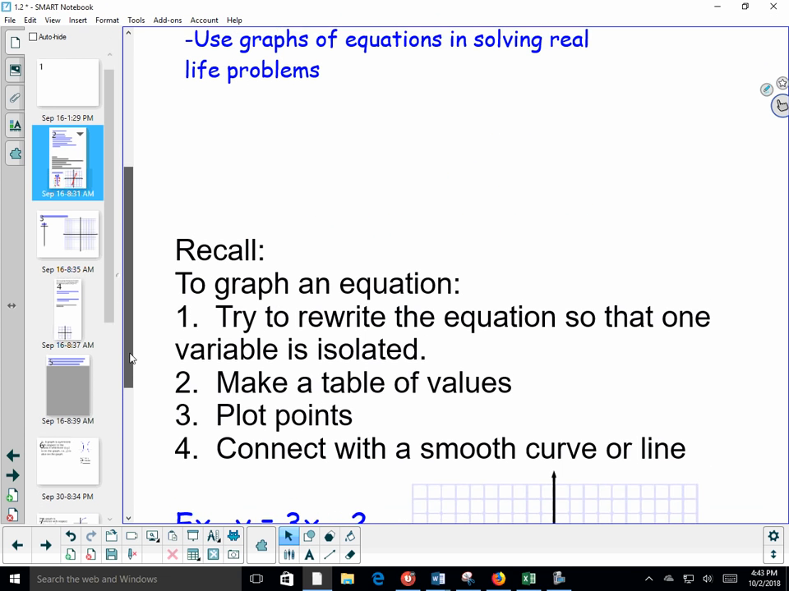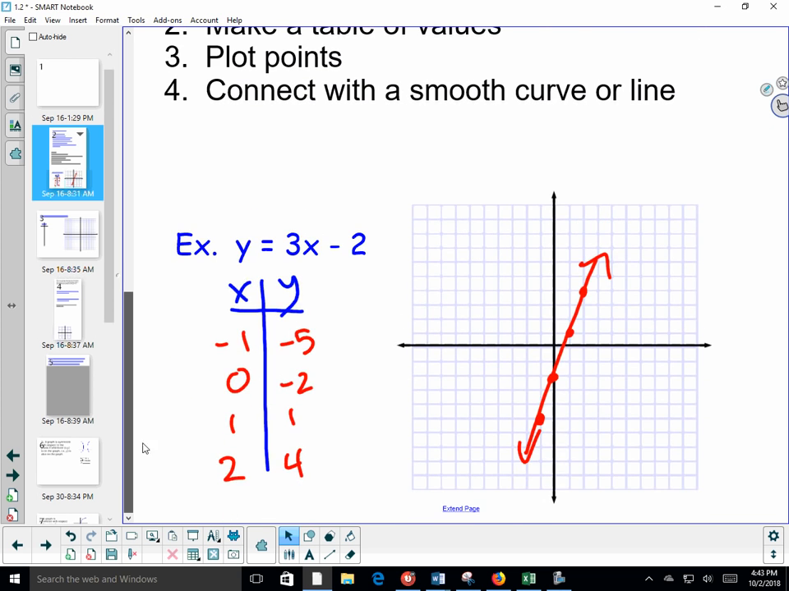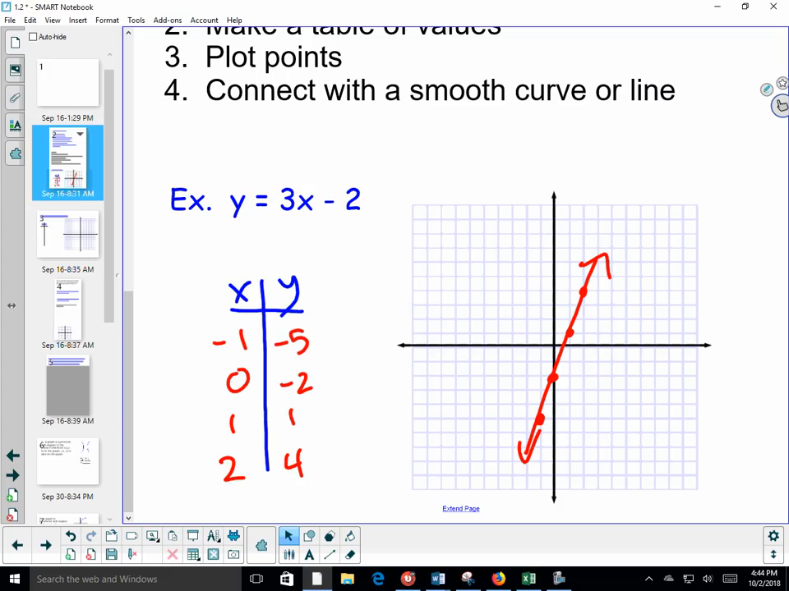So, a little recall. To graph an equation, like you learned in Algebra 1, you would try to rewrite the equation so that one of the variables is isolated, make a table of values, plot points, and connect with a smooth curve or a straight line. For example, in Algebra 1, you might have graphed y equals 3x minus 2 using a point plotting technique. You would make a little table of values: what happens when x equals -1? Well, y is equal to -5. What happens when x equals 0? Well, y is equal to -2, and so on. You would plot those points and then draw a line through them.